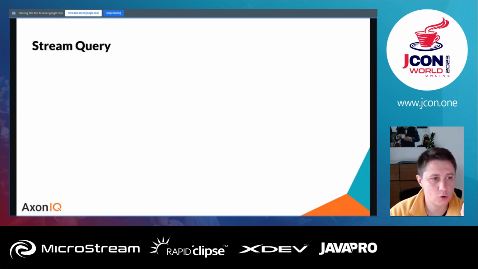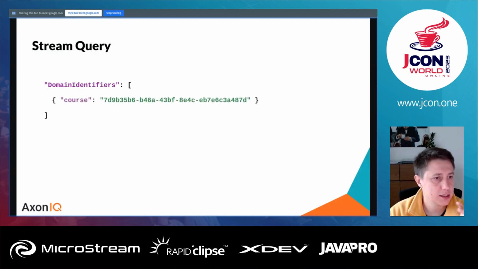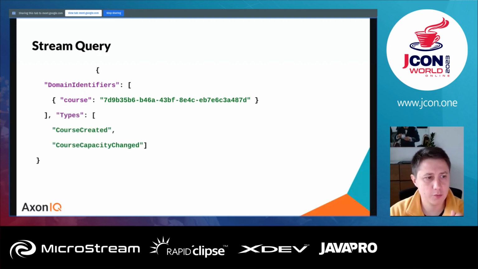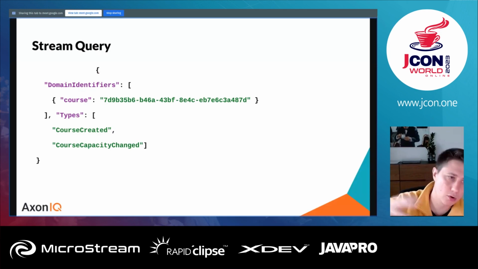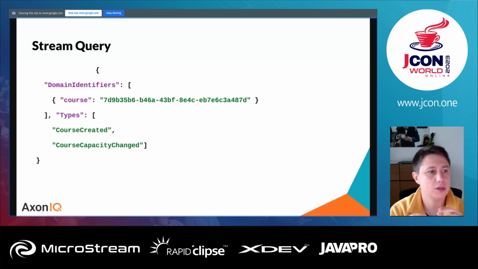Stream query is composed of two things. The first one is domain identifiers. Domain identifiers are basically identifiers of specific domain concepts that we are interested in. In our case, that would be the course, a course with its corresponding specific ID. The other component would be types, because we are not interested in all events related to this course, but only in course created and course capacity changed events. Essentially, these two types of information will form a stream query.